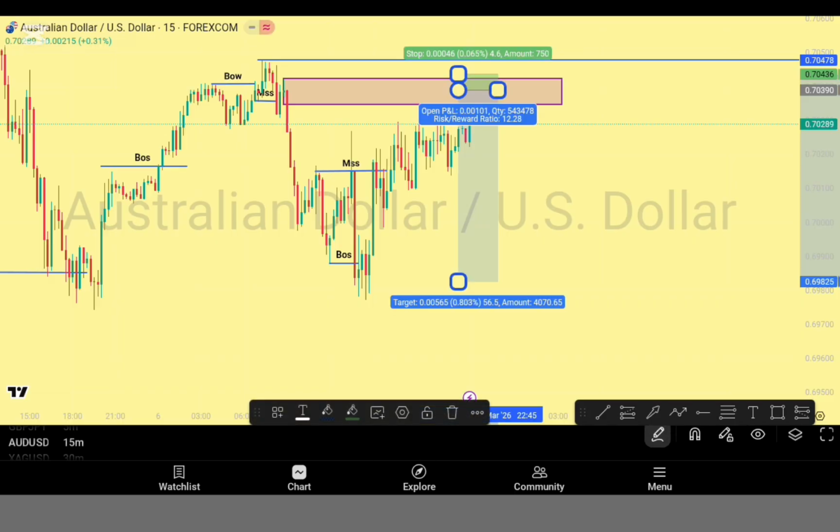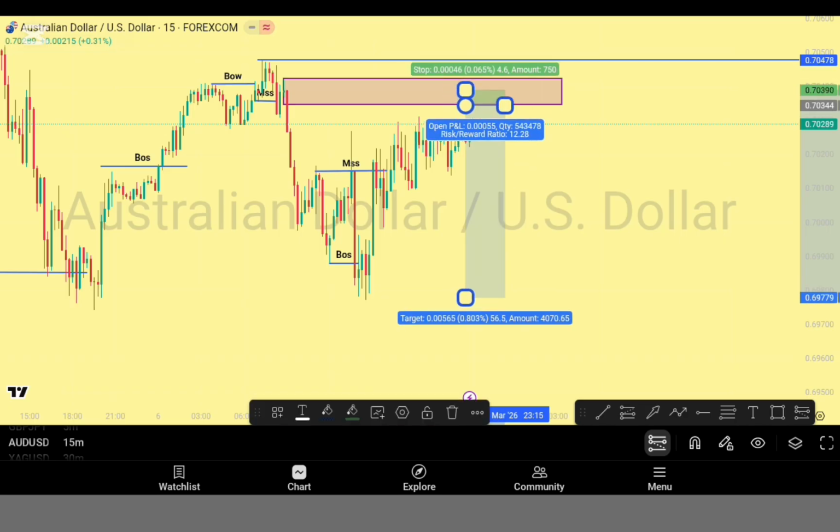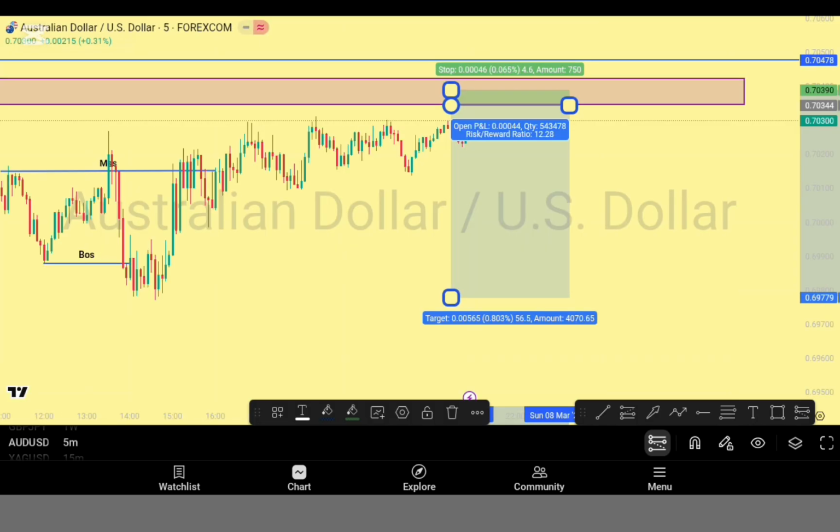Then our TP will be here. So yes, I'm going for this sell. If market comes, I'll go for it.